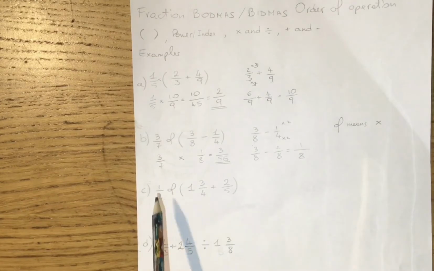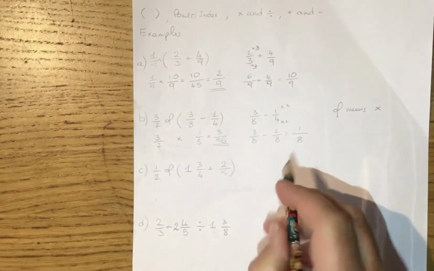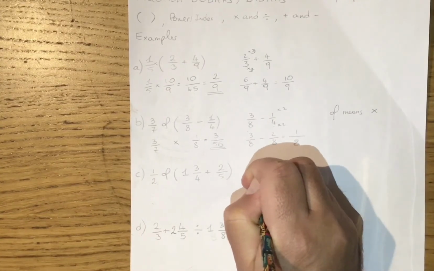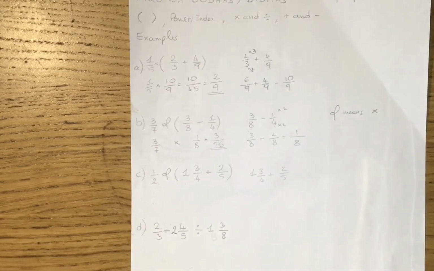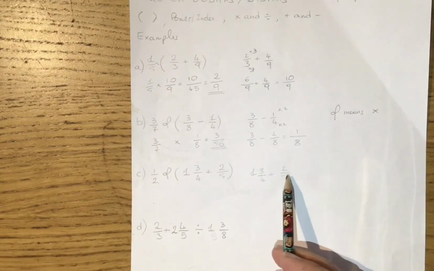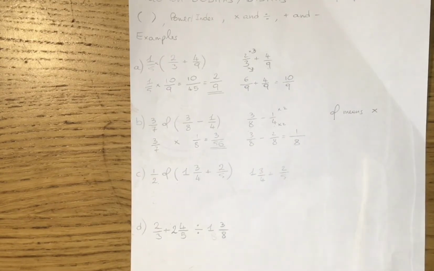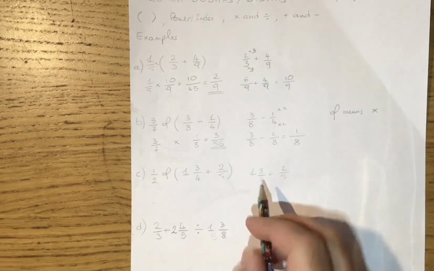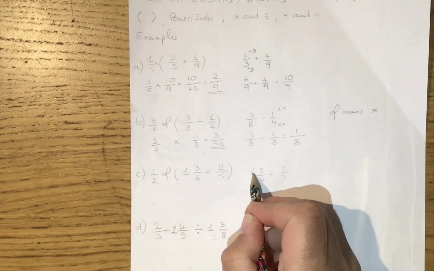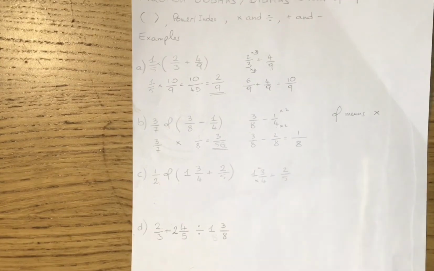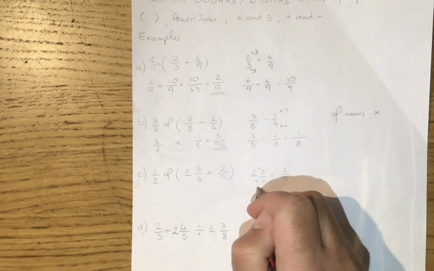Next example, we have 1/2 of the bracket. So again, we need to do what's in the bracket first. So we have 1 3/4 plus 2/5. We've got a mixed number plus a fraction, so we need to change the mixed number into a top-heavy fraction. In order to do that, we need to do 4 times the whole number, the number on its own, and then add the numerator. So it'll be 4 times 1 is 4 plus 3 is 7.